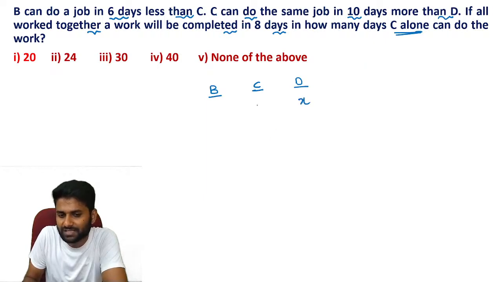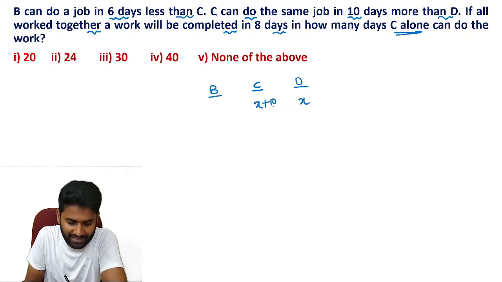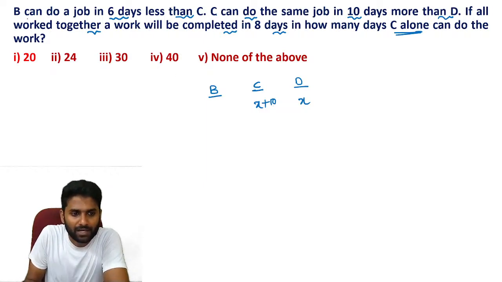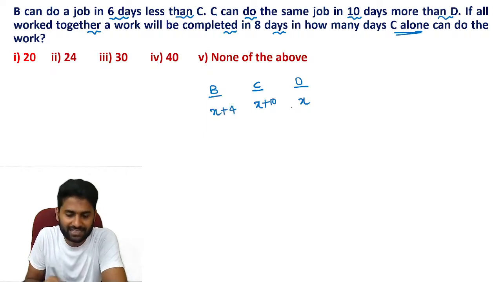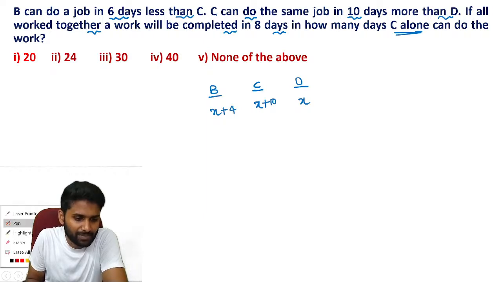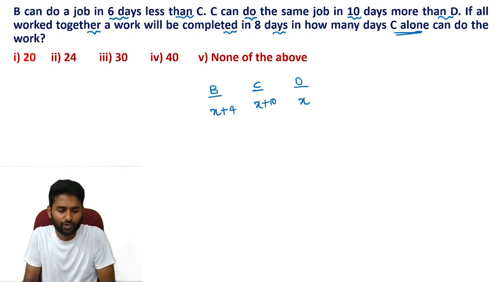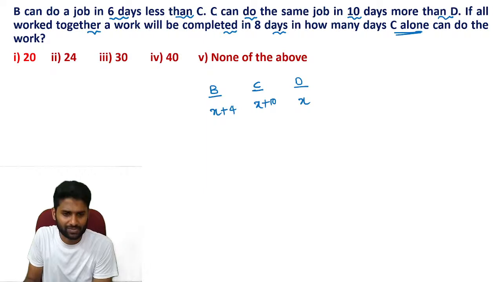Let us assume D is X. So definitely C takes 10 days more, so it is exactly X plus 10. Now B can do the job 6 days less. 6 days less means this is all about X plus 4. Let's take this information. My suggestion is better to go with option verification. If you go through the equation approach, it definitely takes more time.